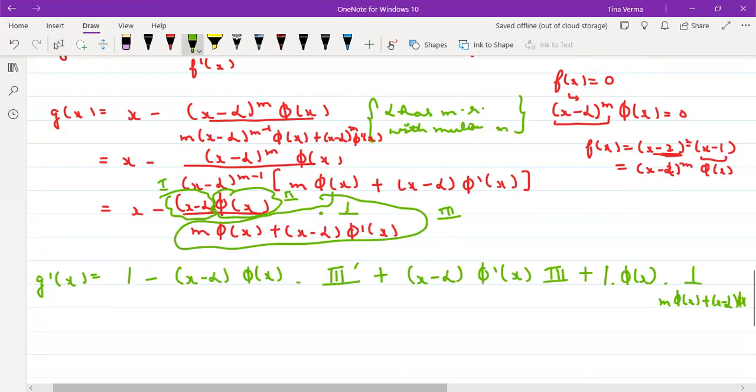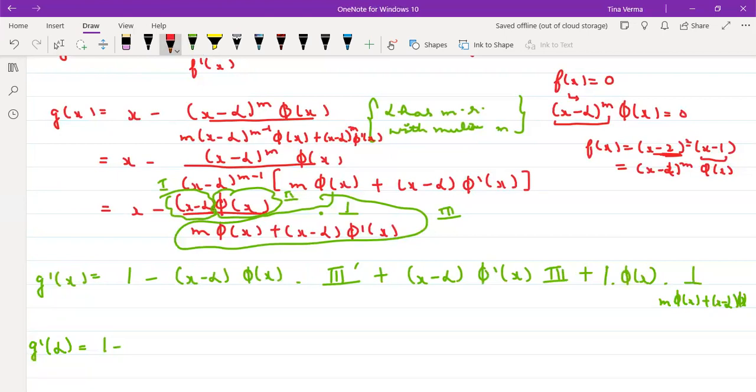phi of x. So here, if I put g dash alpha, because we have to check whether g dash alpha is coming out to be 0. If it is coming out to be 0, that means the convergence is quadratic, right? At least more than 1. So here, if you put x equal to alpha, this term will become 0 and the whole term will become 0. So this will be 0, plus here also if you put alpha, alpha minus alpha is 0, so the whole term will become 0.